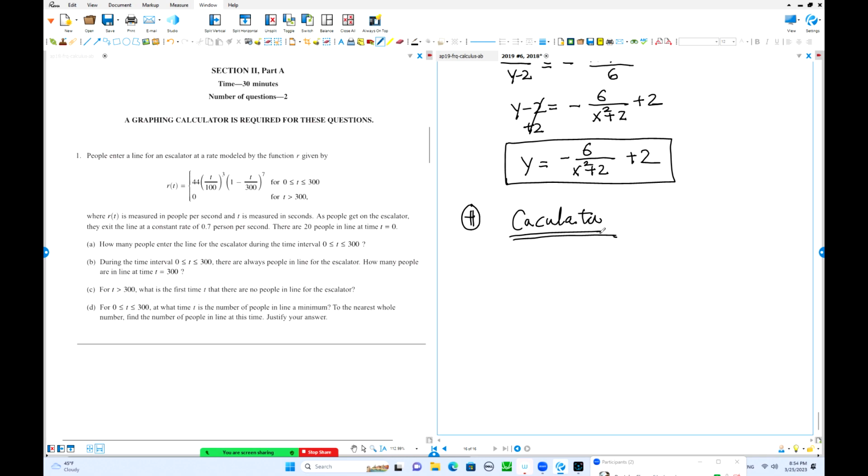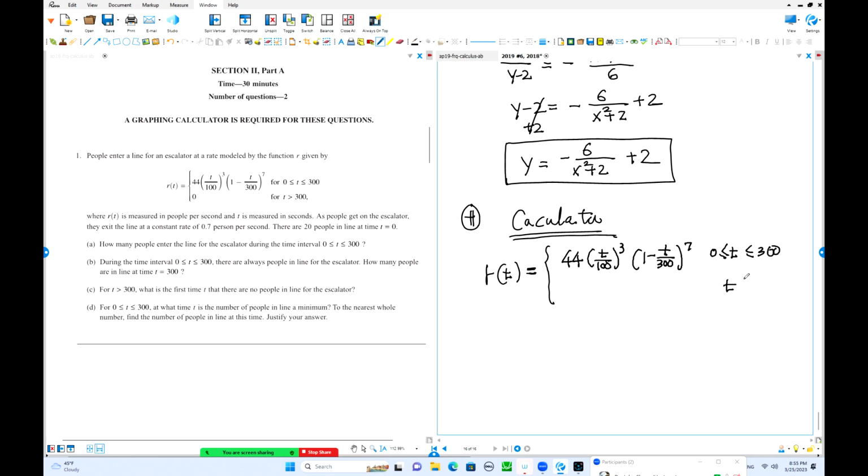People enter a line for the escalator at the rate modeled by the function r(t), given by this. This is the rate. Rate is a kind of derivative, right? The slope, the instant slope. They enter at 44 times (t over 100) cubed times (1 minus t over 300) to the 7th, for time 0 to 300.